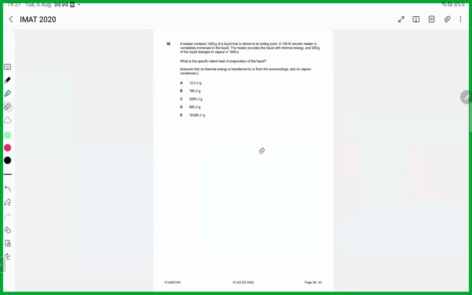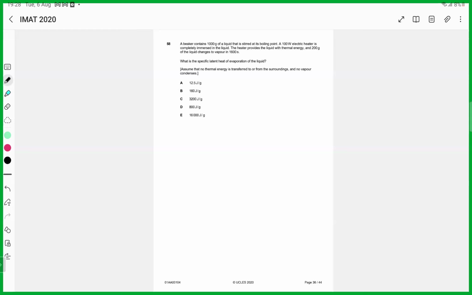Okay. So they said a beaker contains 1,000 grams of liquid that's stirred at its boiling point. A 100-watt electric heater is completely immersed in the liquid. The heater provides the liquid with thermal energy, and 200 grams of the liquid changes to vapor in 1,600 seconds. So we already have everything in the units. So what's the specific latent heat of evaporation of the liquid?